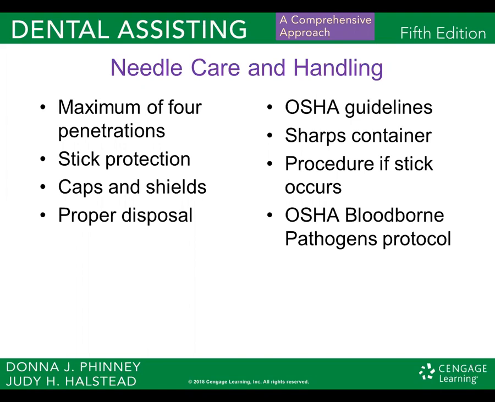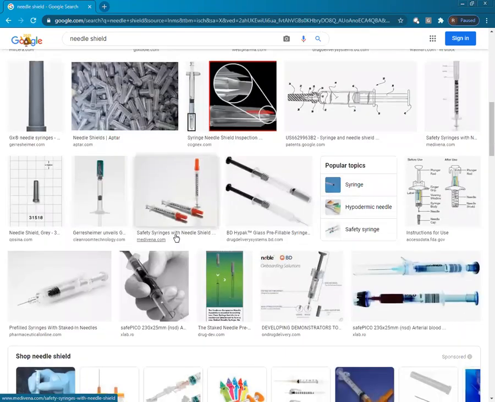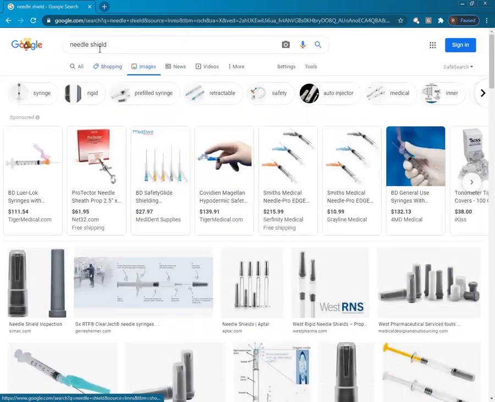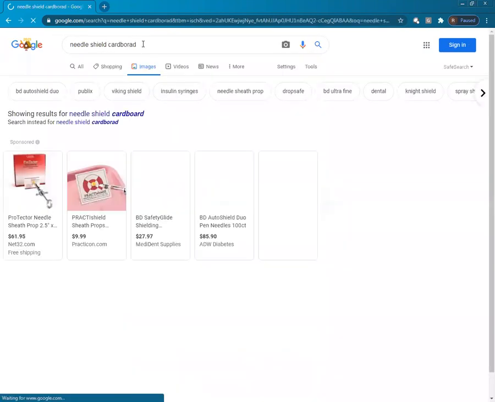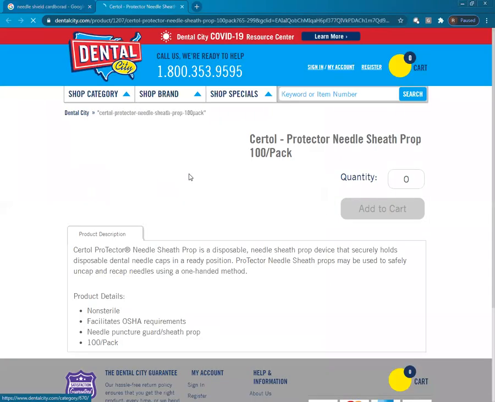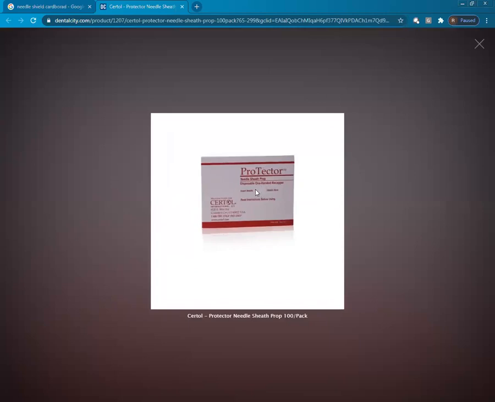There are proper shields. You've probably seen these at the school, those little cardboard paper shields. Let me find a picture of that real quick. There's a lot of different varieties. Okay, these are the ones I think we have at the school. They'll say Protector. The purpose of these is the needle will go in here. And so when you recap it, if you were to accidentally miss, you won't stick yourself, it'll go into the cardboard. So this is to protect your hand.